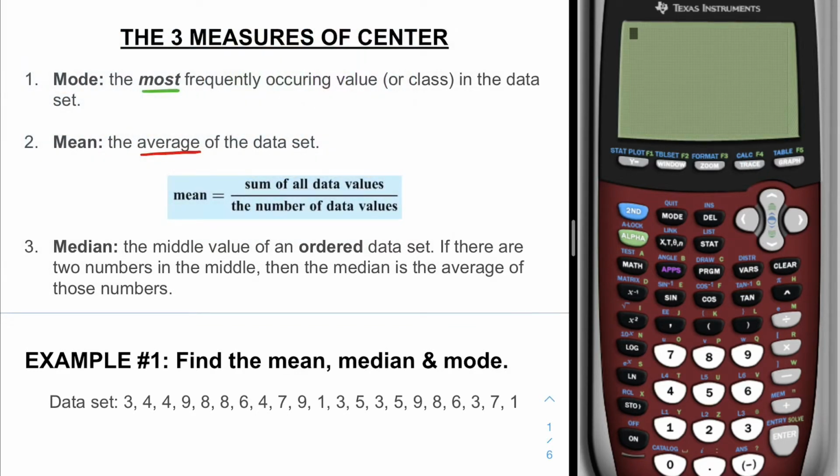And then your median is going to be the middle value of an ordered data set. The key word here for median is ordered. You can't find the middle number until you know the numbers are in order from either least to greatest or greatest to least. You should already remember from middle school that if you're finding the median, you're chopping off numbers from the outer parts of the data set until you get to the middle. Whatever number is left in the middle, that is your median. If you happen to have two numbers in the middle, then you have to find the average of those two numbers, and that will give you your median.